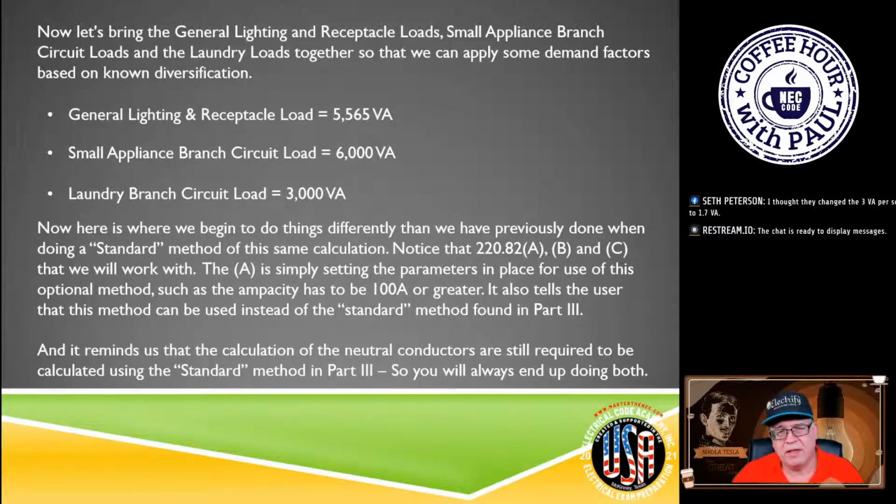Currently, here's what we've got going on. We have 5,565 VA for their general lighting. We've got the small appliance branch circuit at 6,000. We've got the laundry, 2 of them at 1,500 each, that's 3,000. Now, here's where we start to get a little different, and we'll go look at the code.